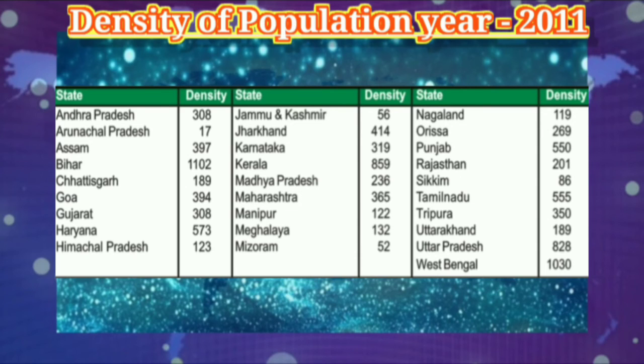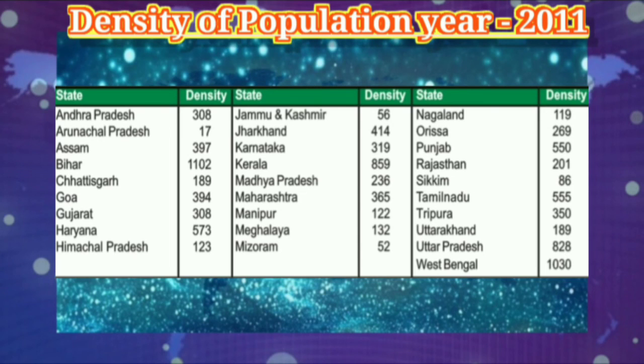Himachal Pradesh density is 123. Jammu and Kashmir density is 56. Jharkhand density is 414. Karnataka density is 319. Kerala density is 859. Madhya Pradesh density is 236. Maharashtra density is 365. Manipur density is 122. Meghalaya density is 132. Mizoram density is 52.